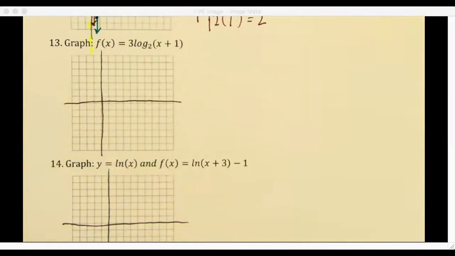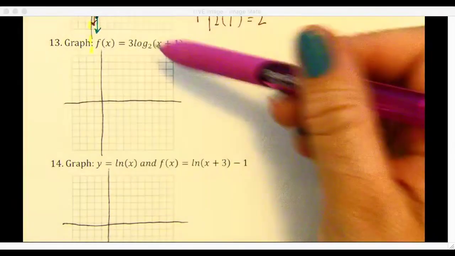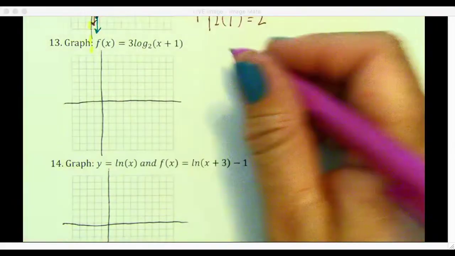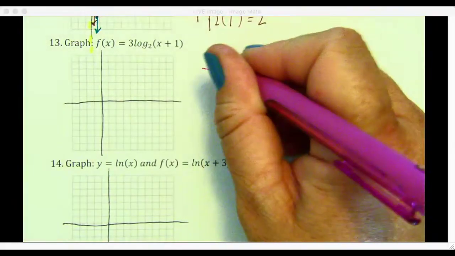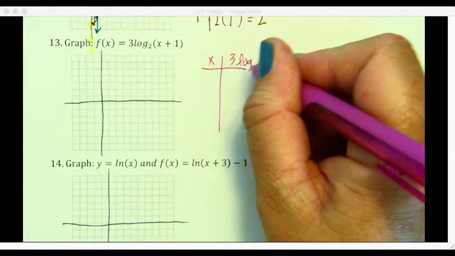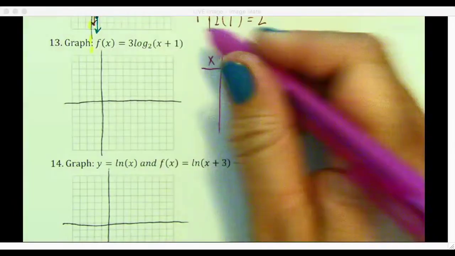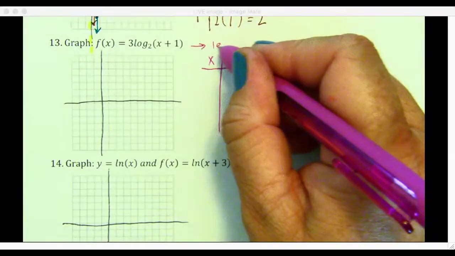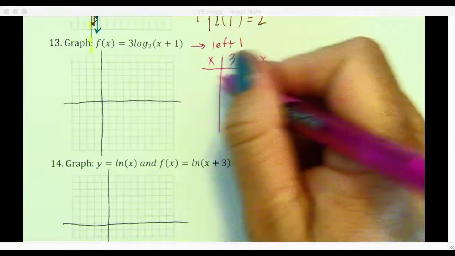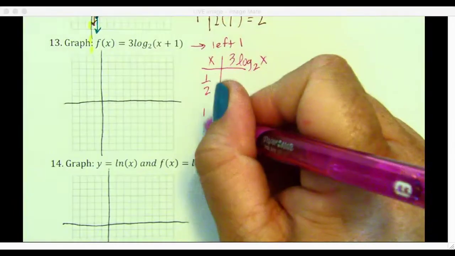Two more. Here it does not ask us to graph the parent graph. It only asks us to graph this function here. I'm still going to use the points of the parent graph. I'm still going to make my table with 3 log base 2 of x, and then I will shift everything left 1. So I'm going to use 1/2, 1, and 2.